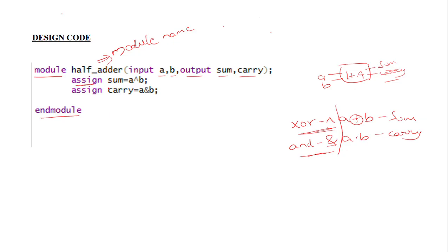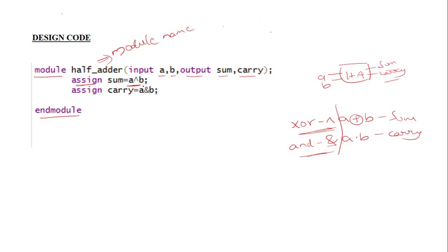So that's why you have to use the assign keyword in the code. It is like data flow modeling. In data flow modeling, you have to assign some specific values to the LHS side, so you have to use the assign keyword. So simply write assign sum equal to A XOR B. Whatever operation is performed on the right side will be assigned to the variable on the left side.